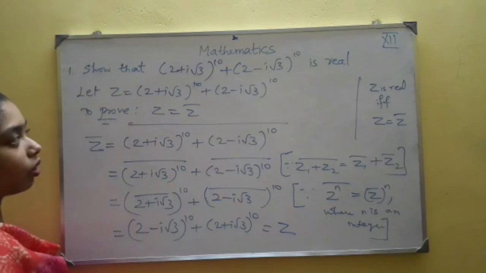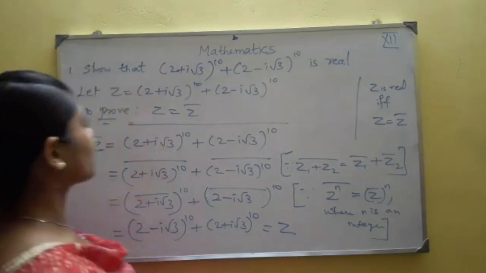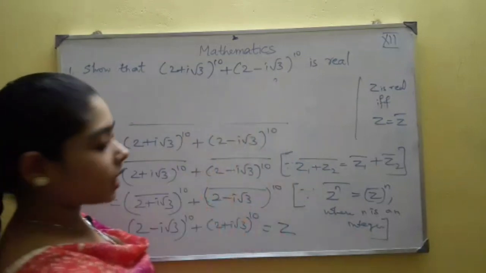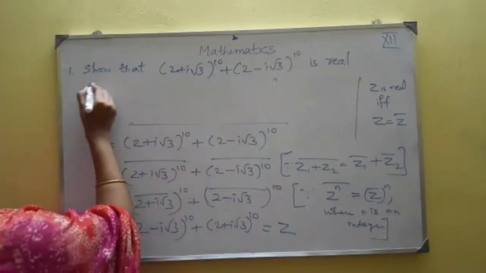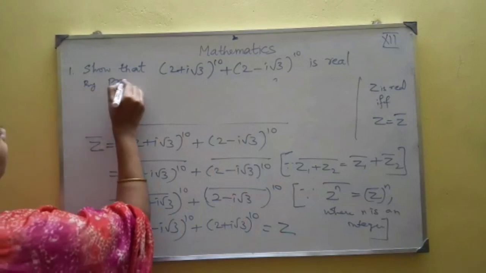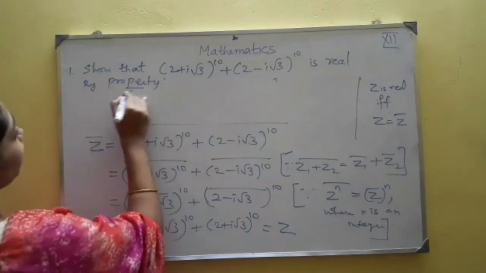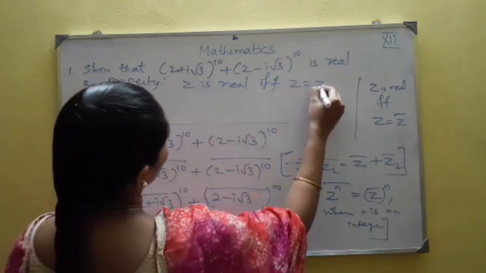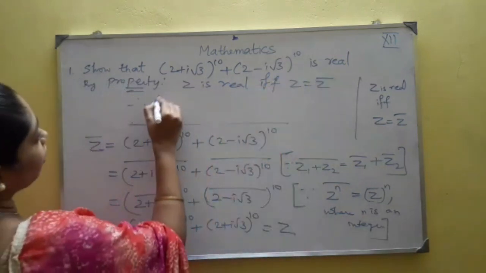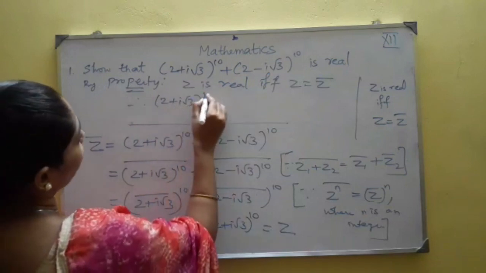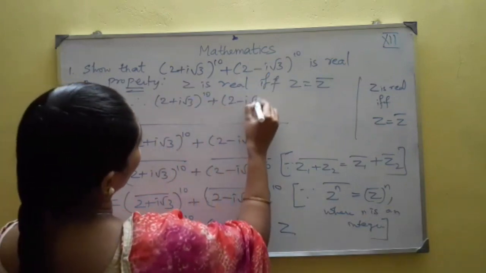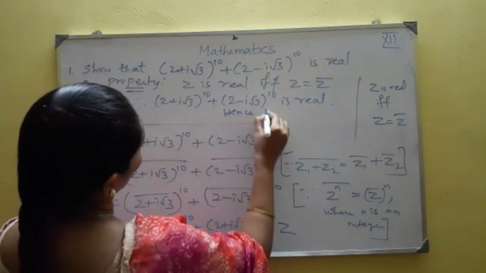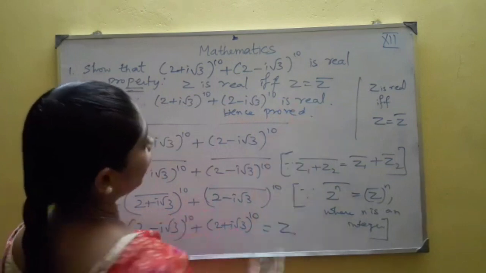Now how can we conclude it? We proved z equal to z bar. By property, z is real if and only if z equal to z bar. Therefore (2 plus i root 3) the whole power 10 plus (2 minus i root 3) the whole power 10 is real, hence proved.